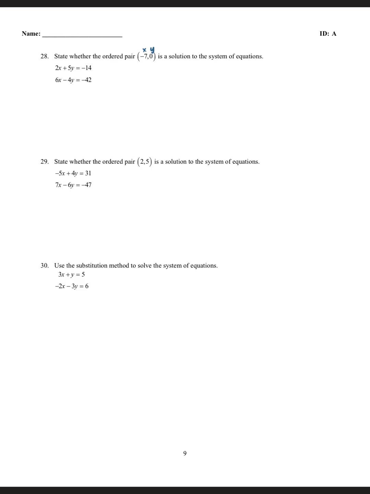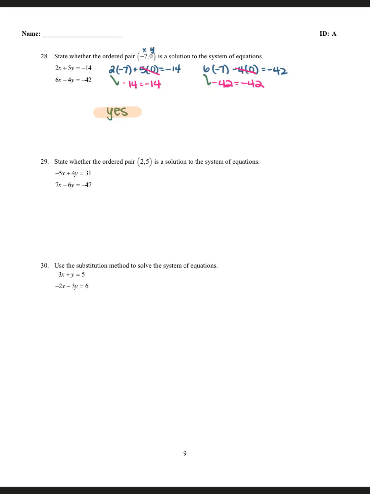So we're going to start with the top equation to give us 2 times -7 plus 5 times 0 is equal to -14. Your 5 times 0 cancels out, and you have -14 is equal to -14. That is a true statement, so we will check the second equation. For the second equation, you have 6 times x, which is -7, minus 4 times y, which is 0, is equal to -42. Your 4 times y cancels out, so that leaves you with -42 is equal to -42. This is also a true statement, so yes, the -7, 0 is a solution.